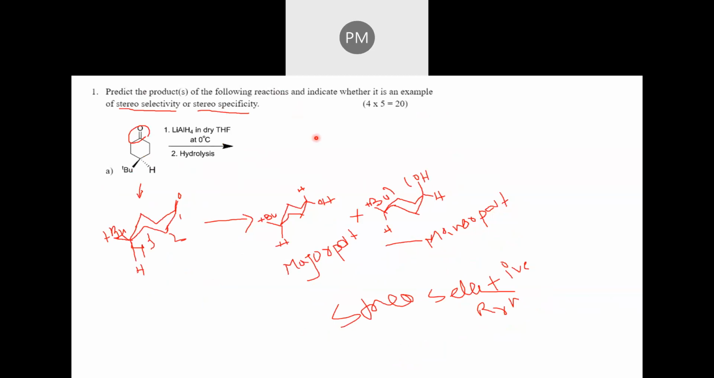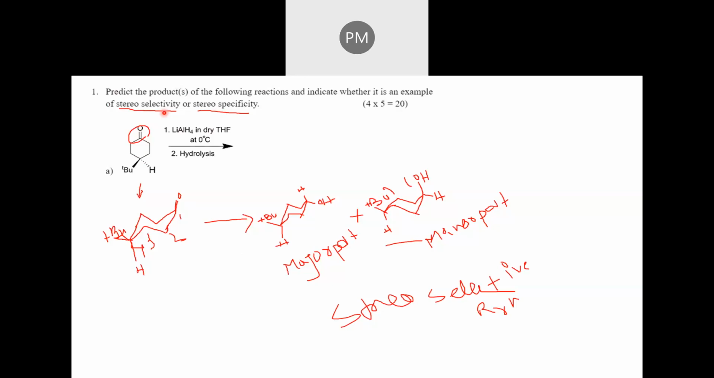So what have we done? First we have to know what a stereoselective reaction is and what a stereospecific reaction is. Stereoselective reactions are those where multiple products are formed, but in between one product is major and another is minor. In a stereospecific reaction, only one product is formed. Only the reactant will attack from one side, not the other side.